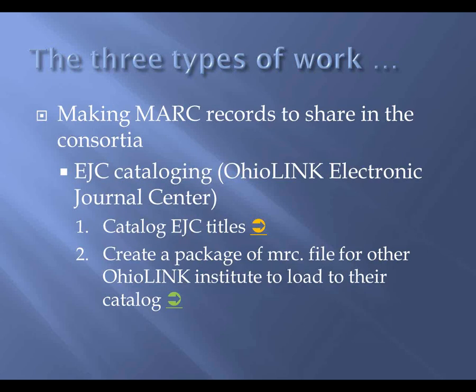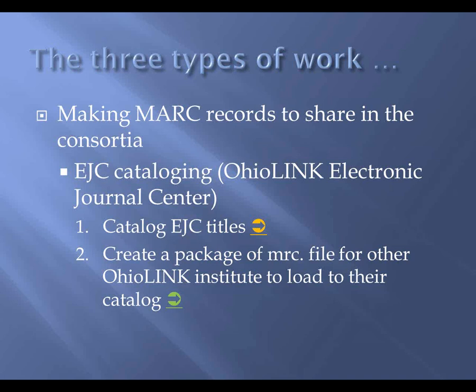The third type of work is a kind of service for OhioLINK, our consortia. There are actually two tasks we need to do. First, we need to catalog the newly available e-journal titles in the EJC, or Electronic Journal Center. Then, monthly we create a package of MARC format files using MarcEdit and other tools, making it workable for all other institutions. We remove all the local information and make it universally available, and then we send it to other OhioLINK institutions for them to load to their catalogs.